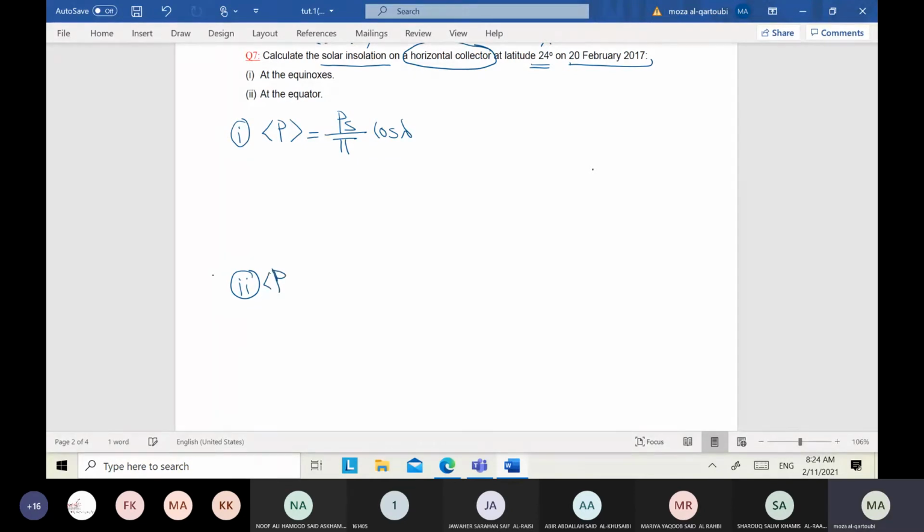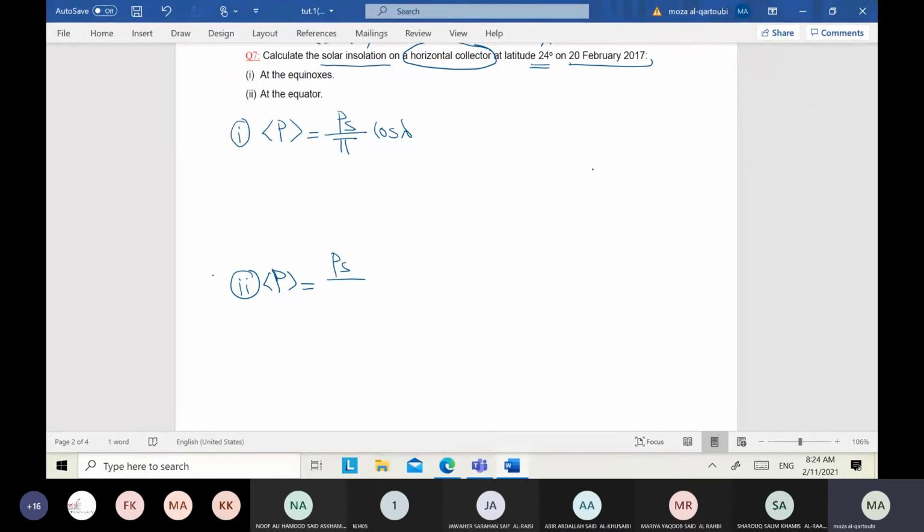It depends on which angle. We have many angles. It depends on the declination angle. So PS will follow the same rule, and cosine is also the same, but we'll use a different angle. At the equinoxes it depends on the latitude angle, and at the equator it depends on the declination angle. So PS over pi, then cosine of the declination angle delta.